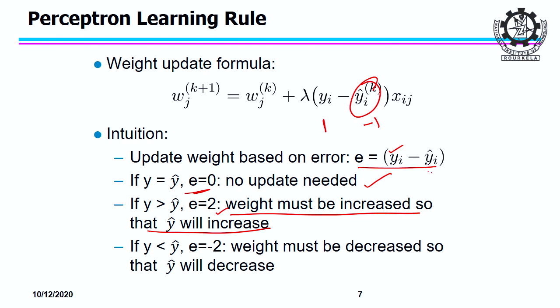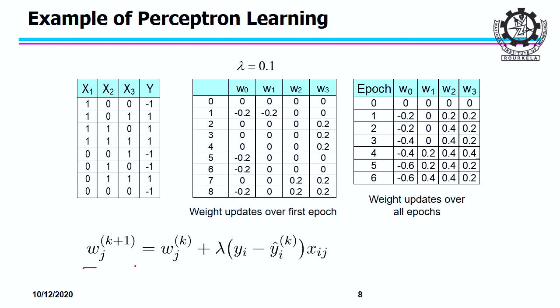Now, the reverse way around. If this y i is minus 1 and the y i cap computed is plus 1, then what happened? This is plus 1 and outside minus, so it will be minus 2. That means it is predicting more than actual. So, therefore, the weight should be decreased. So, if E is negative, the weight should be decreased. Now, it will be much clearer in the next example here. What is that formula? The formula is what we have to update here.